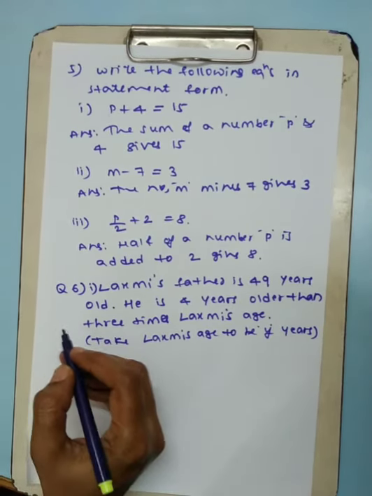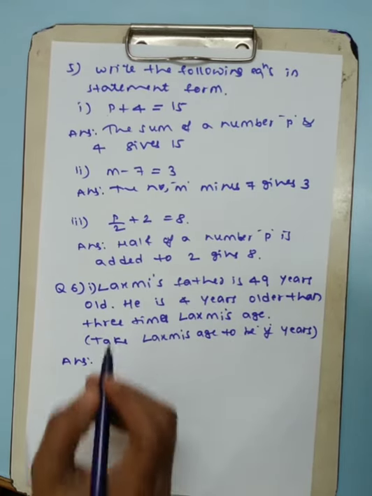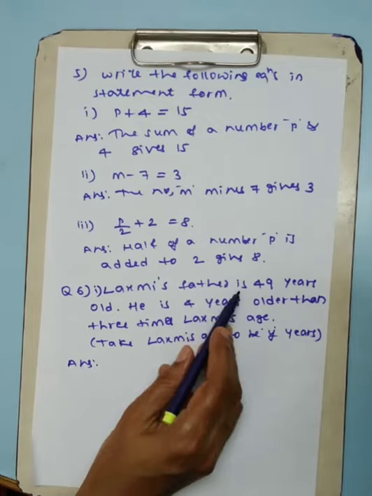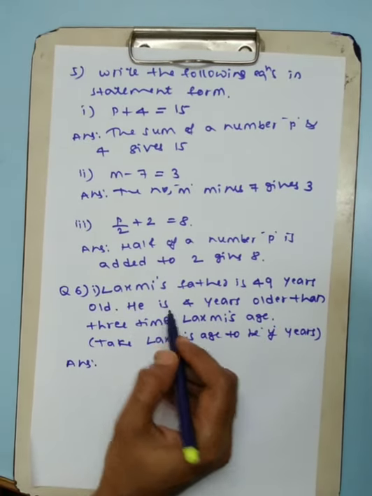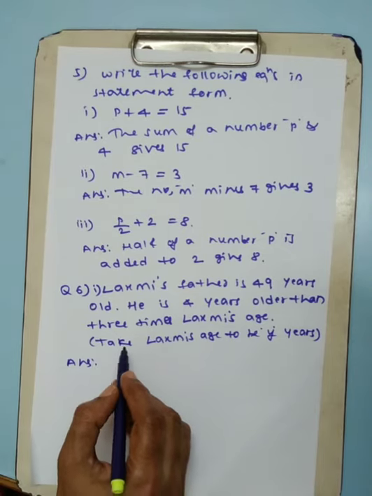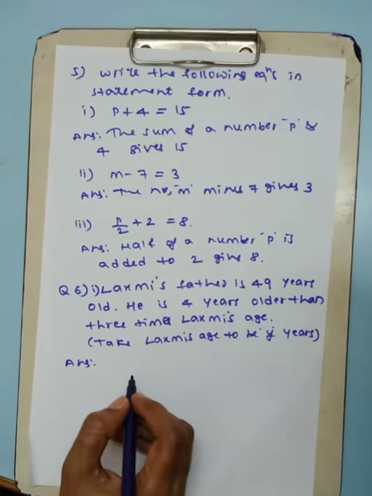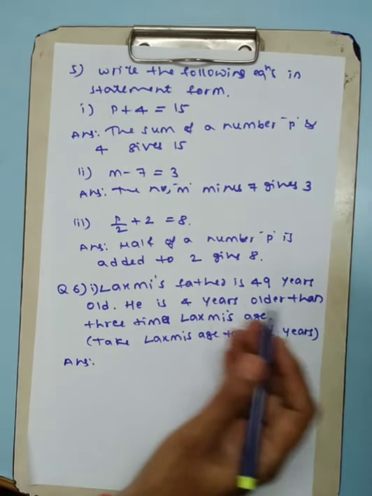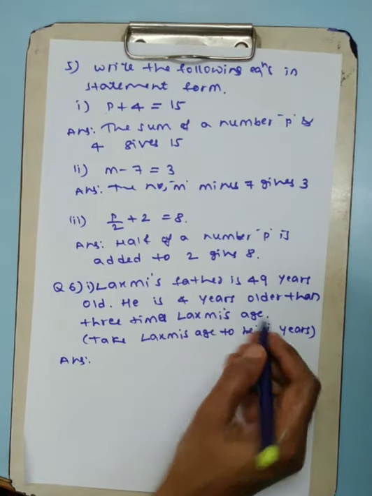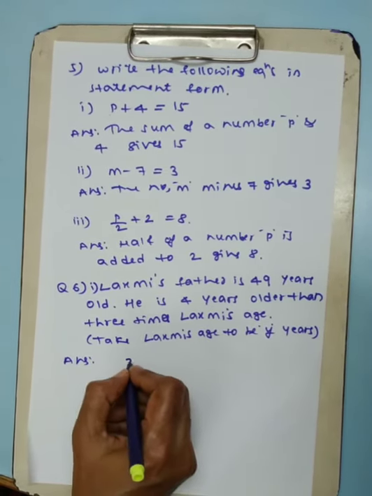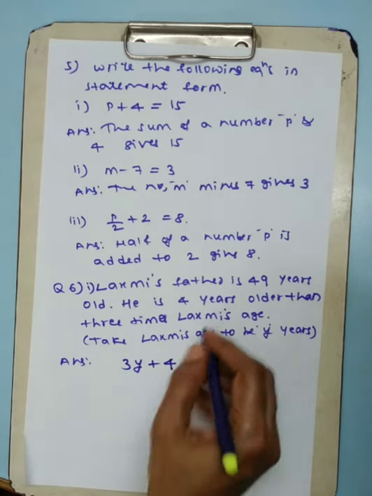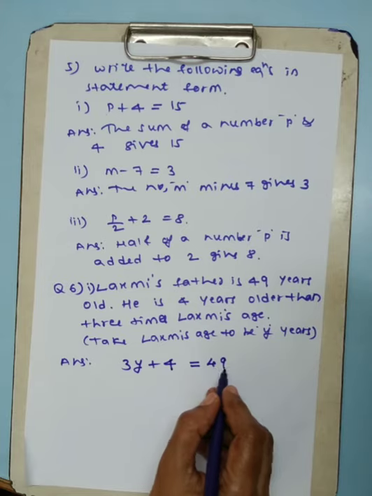Now let us discuss the sixth main of your exercise 4.1. Now you have to set up the equation for this statement. Let us read this statement. Lakshmi's father is 49 years old. He is 4 years older than 3 times Lakshmi's age. Here instruction is given. Take Lakshmi's age to be y years. So now right hand side we will write Lakshmi's father's age. Lakshmi's father is 4 years older than 3 times Lakshmi's age. So 3 times Lakshmi's age means what? 3y. 4 years older means 4 years more, is equal to what? The 49. You understood why I am writing 49 here?